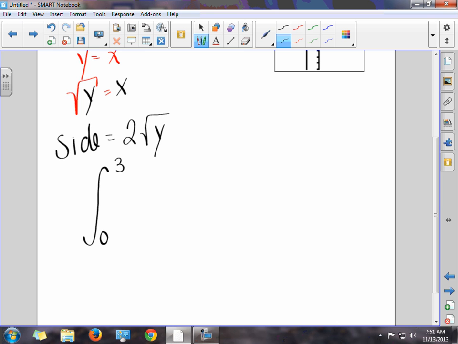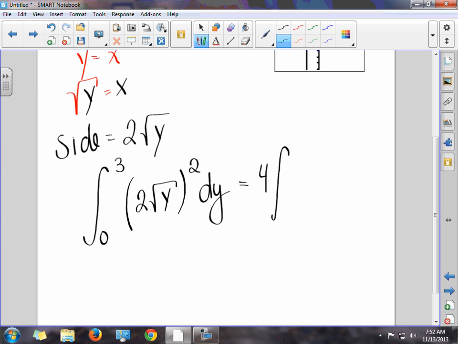All right, so I have this side. I'm going to plug it into the formula for the area of my cross section, which is a square. So that's just one side all squared. Integrating with respect to y, I'm going to clean it up a little. The 2 is going to become a 4 because it's squared, so I pull the constant out front. Root y squared is just y. So this is a pretty easy integral, actually.